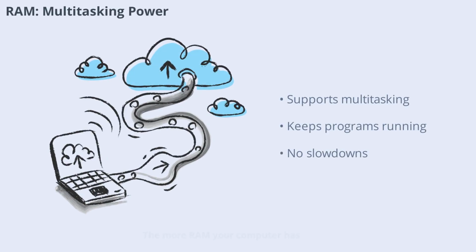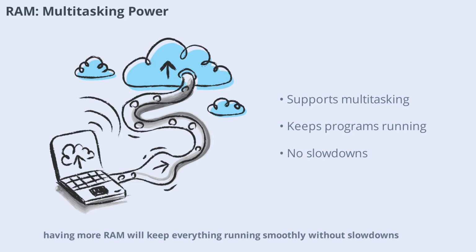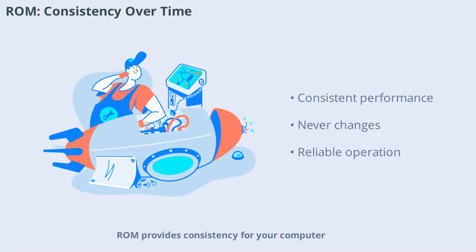The more RAM your computer has, the better it can handle multiple programs at once. If you like to keep many tabs open or run several applications, having more RAM will keep everything running smoothly without slowdowns. ROM provides consistency for your computer.